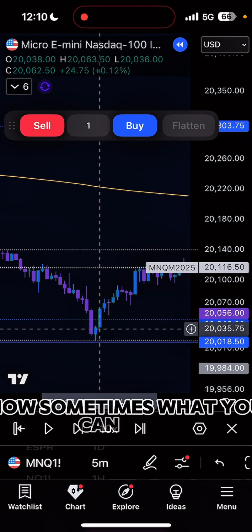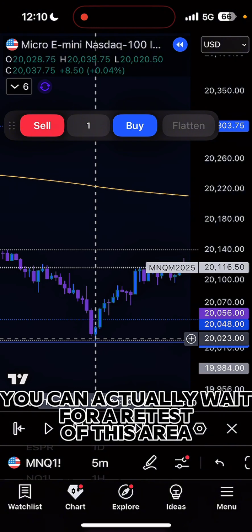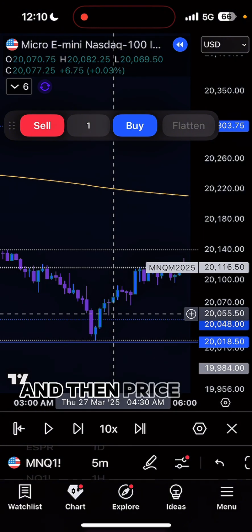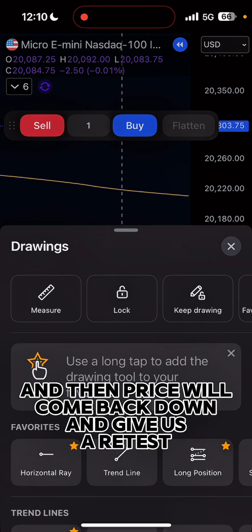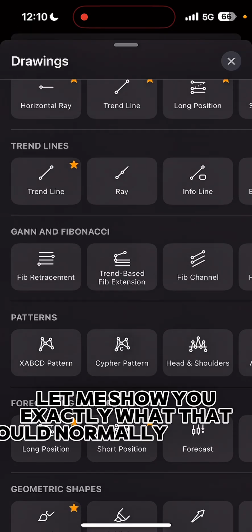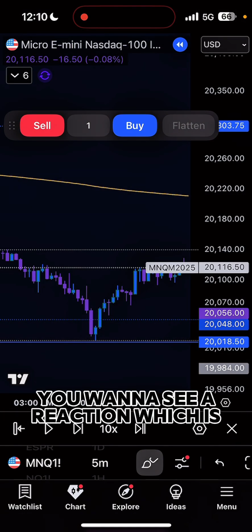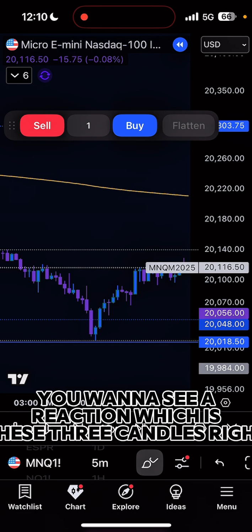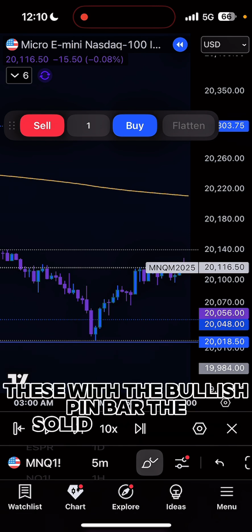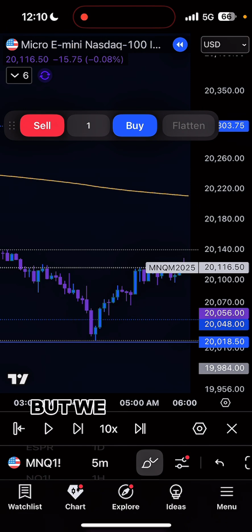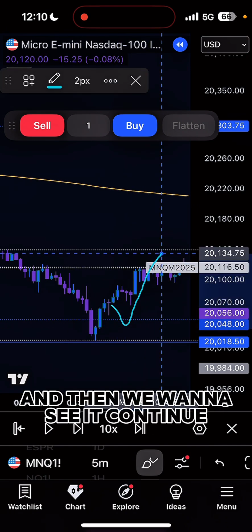Now, sometimes you can actually wait for a retest of this area. You can wait for the reaction and then price will come back down and give us a retest. Let me show you exactly what that would normally look like. And this is the ideal trade that you want to take. You want to see a reaction, which is these 3 candles, right? These with the bullish pin bar, the solid bar candle right here. But we want to see a retest and then we want to see it continue up in this direction.